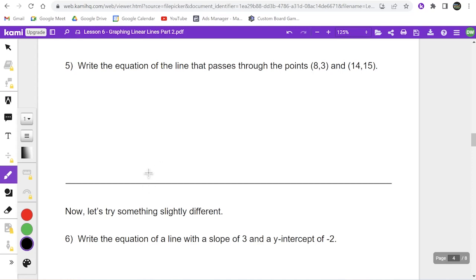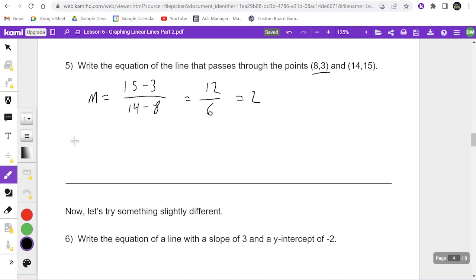So, first thing we're going to do, find m. m equals 15 minus 3 divided by 14 minus 8. That's going to be 12 over 6, which is 2. Looks like we got a slope of 2. Now, these points, neither of them are friendly, but 8 and 3 is a lot better.